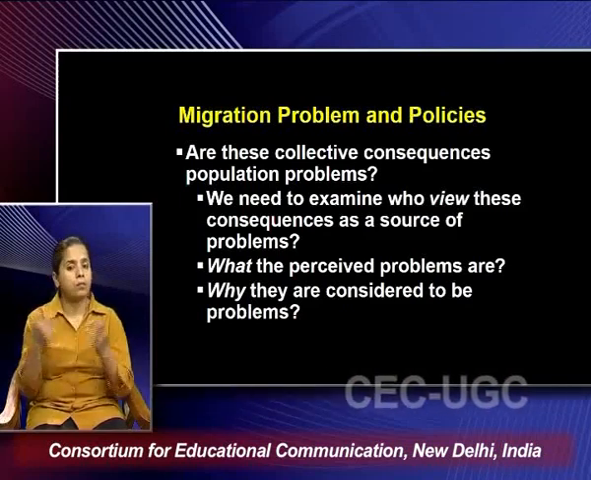I think if you have to answer this question, there are two or three important views that we have to focus on. First, we have to examine who views these consequences as the source of migration, the source of problem. If migrants were a problem, then from whose perspective are they a problem? Second is what the perceived problems are. So what are these migrants doing that is leading to some sort of problem? And third is why they are considered to be a problem. So these sorts of questions are presented before us if we were to understand the consequences of migrants.